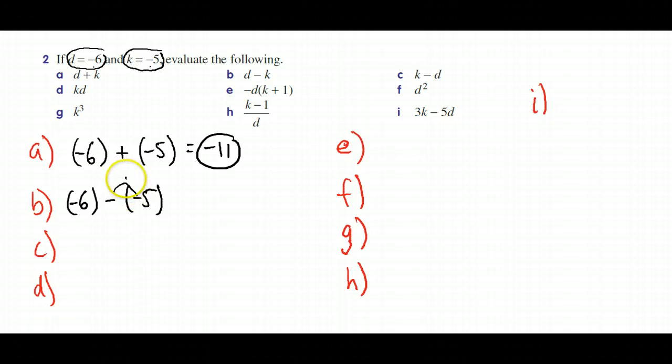Notice we've got these two negatives here, so that becomes a positive. So it's negative 6 plus 5, which equals negative 1. In C, a number line can often help with these questions.